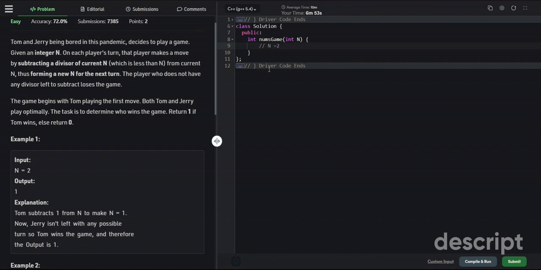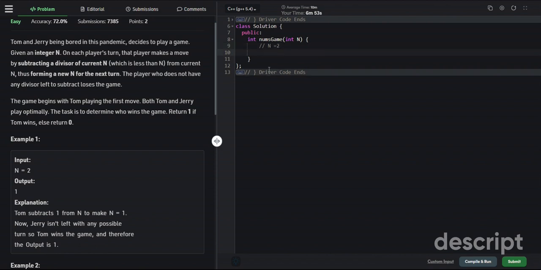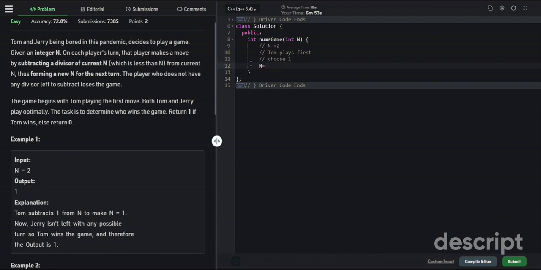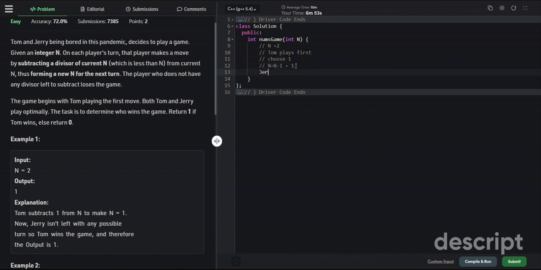Suppose n is 2, and Tom plays first. What can Tom subtract from n? Tom can subtract 1 because 1 is a divisor of 2. 2 is also a divisor of 2, but the divisor which you choose should be less than the number itself. Hence, you have only one choice. You choose 1. Hence, the number becomes n minus 1, that is 1. Now it's Jerry's turn.